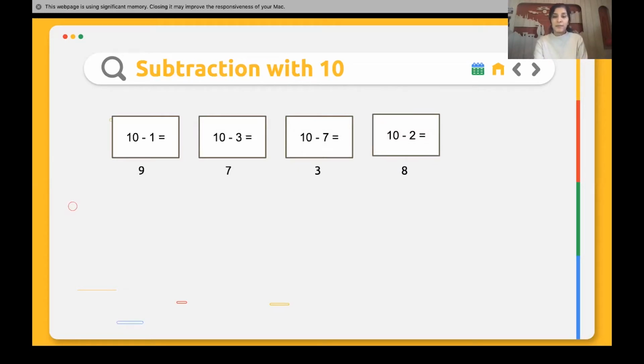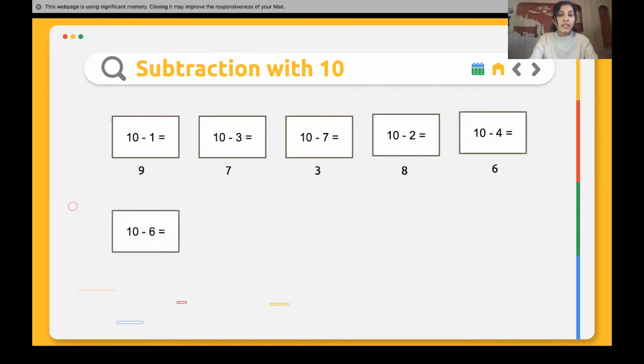Good job. 10 minus 4 equals 6. Oh, I forgot to do the snapping. I'll make sure to do it next, okay? 10 minus 6 equals 4. 10 minus 8 equals 2.